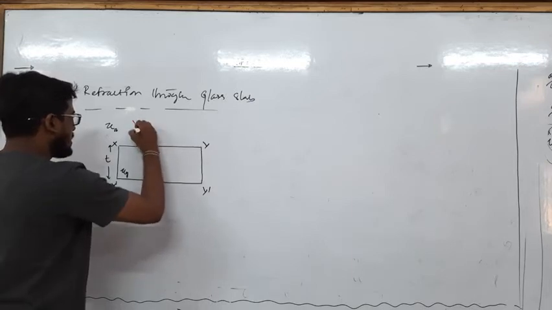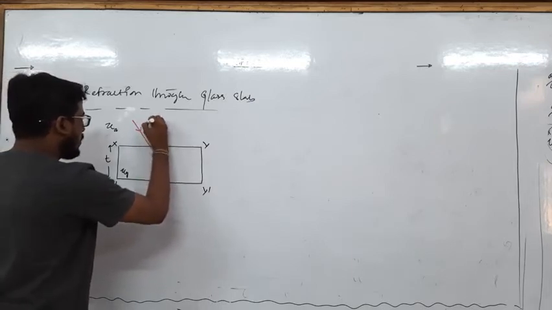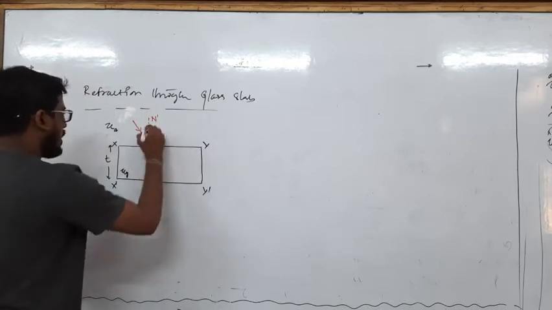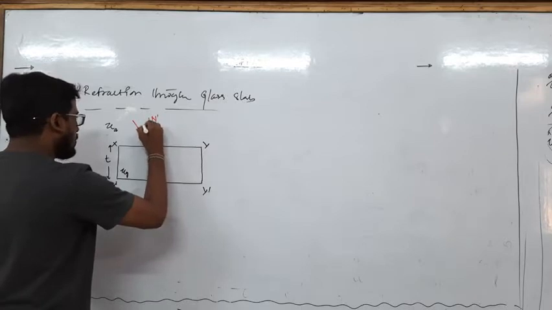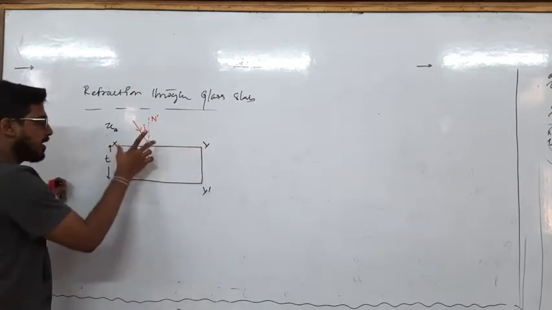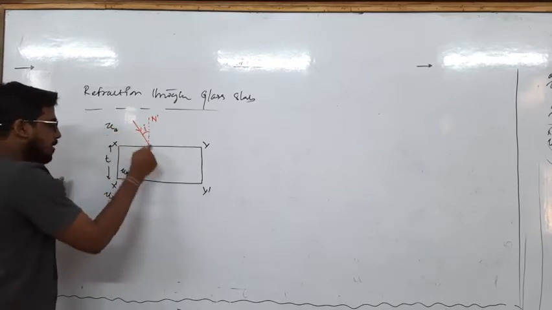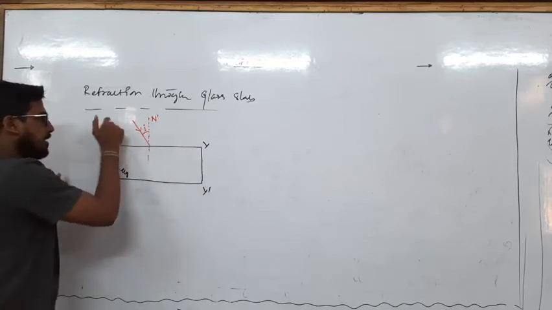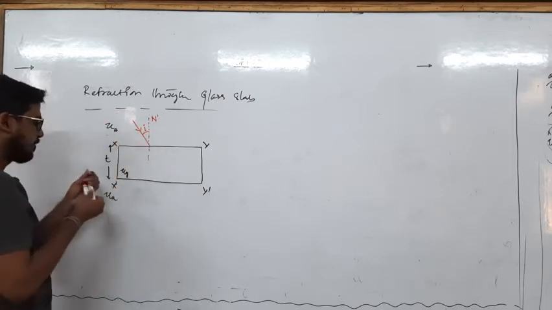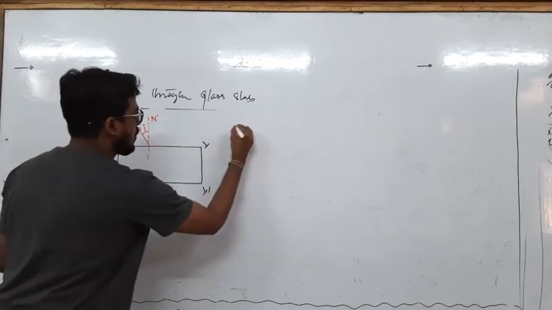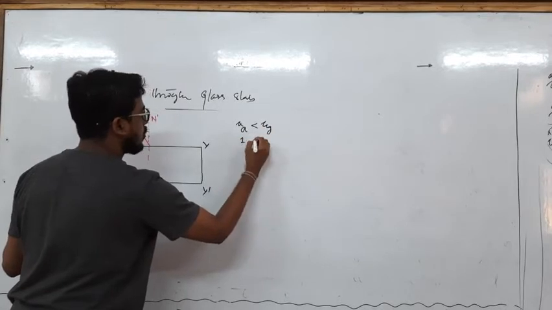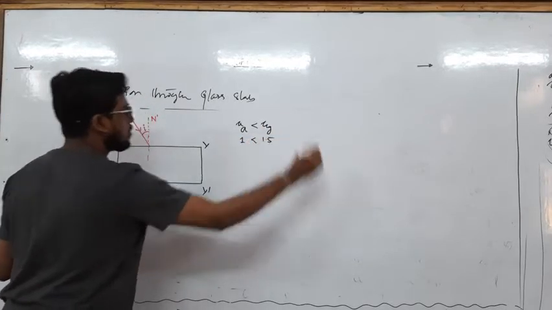So let's consider a light which is incident on the first interface, that is XY. Let this be the incident light on the first interface XY. Let this be normal N1 and the angle of incidence at this normal N1 be I. Clear? Now for the first interface XY, the light is travelling from air medium to glass medium. The refractive index of air, mu A, is less than that of glass, because air has a refractive index nearly equal to 1, which is less than the refractive index of glass, that is 1.5.